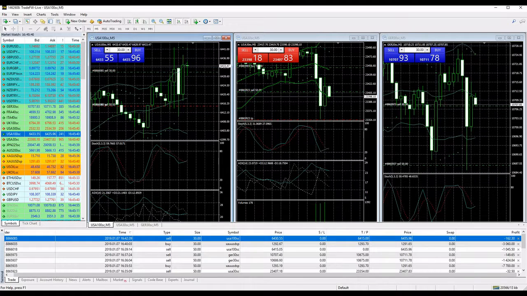Okay, this is Dow Jones, this is DAX, this is USA 100. I have two positions open on USA 100. Both are sell positions. And I'm expecting some money. Here we go. We'll get there. So, Kyriakos, what's going on with your trades?